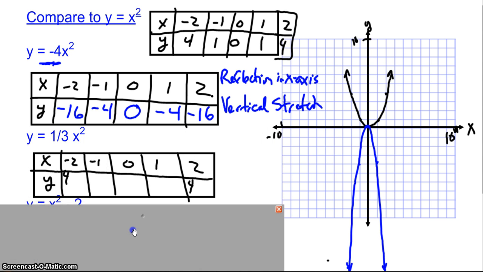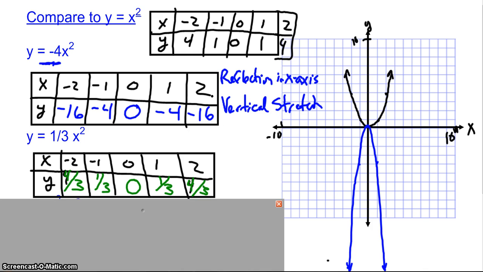So let's try this equation. 1/3 x squared. Okay, when we plug in 0, we get 0. When we plug in 1, we get 1/3. When we plug in 2, 2 squared is 4, 4 thirds, 1 1/3. And then we get those same values when we plug in the negatives, because the negative is canceled by the square. So when we graph this, we end up with 0, 0, 1, 1/3, 2, 1 1/3. Negative 1, 1/3, negative 2, positive 1 1/3.